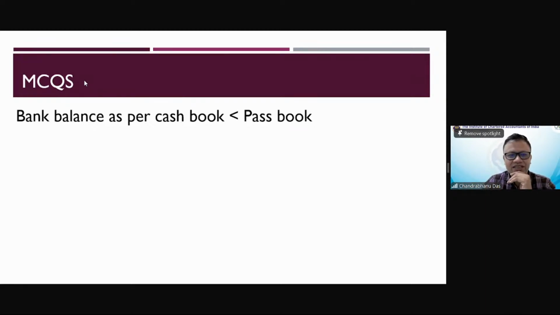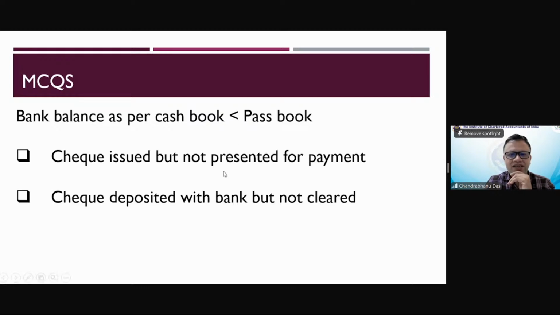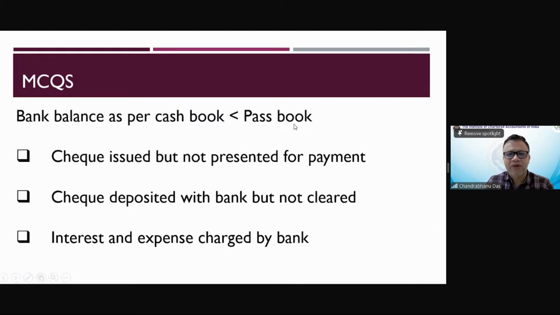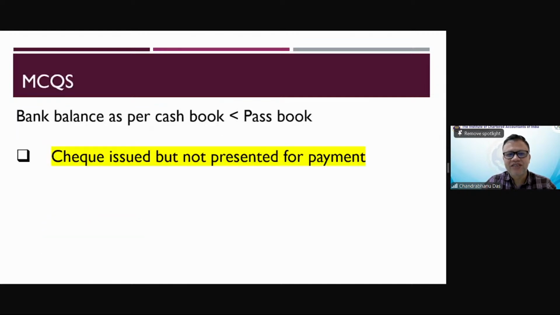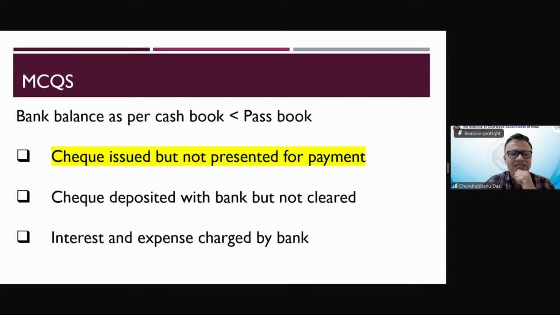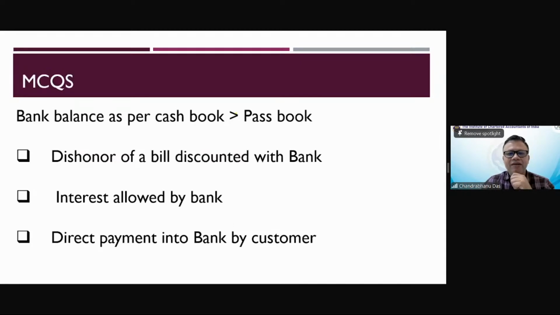Now, just to understand one thing, what I was showing here is that the bank balance as per cash book is less than the passbook when a check is issued but not presented for payment. When you issue a check, it is known only to you, the company. The passbook doesn't know it. So the check is issued and not presented, hence the bank balance per cash book is less than the passbook. Now, the bank balance as per cash book is more than the passbook when a bill is dishonored. Your check is dishonored, and you do not know about that information. So at that time, the cash book balance will definitely be more than the passbook. You must apply your common sense to understand these two things.